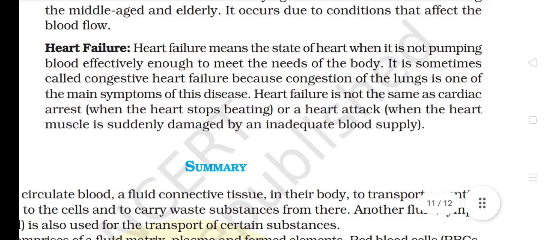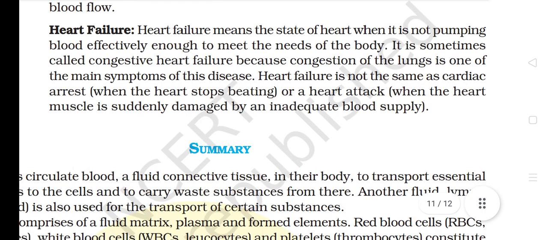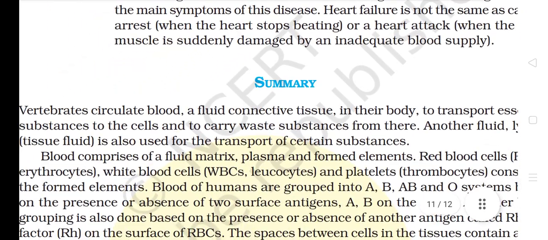Heart failure. Heart failure means the state of the heart when it is not pumping blood effectively enough to meet the needs of the body. It is sometimes called congestive heart failure because congestion of the lungs is one of the main symptoms of this disease. Heart failure is not the same as cardiac arrest, when the heart stops beating, or a heart attack, when the heart muscle is suddenly damaged by an inadequate blood supply. Summary.